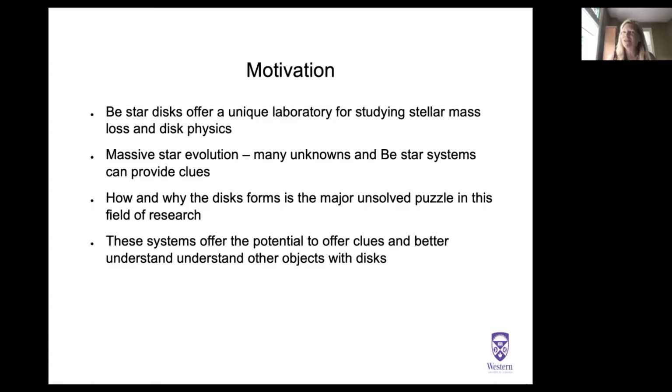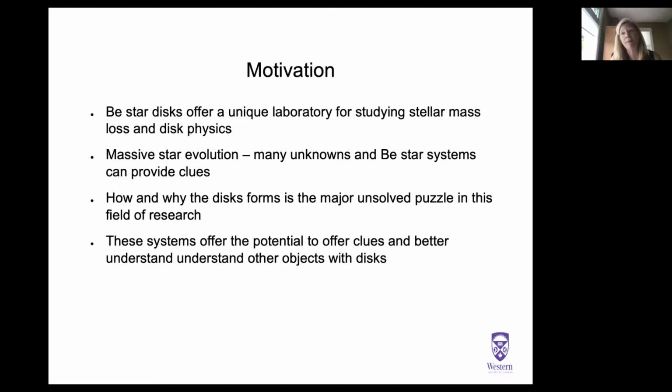But I think there's a lot that can be learned by looking out and seeing what the similarities and what the differences are between some of these objects with disks. I think they can tell us a lot. I also think there's a lot that we need to learn about massive star evolution, and the loss of angular momentum from these very fast spinning stars has a lot of clues for us.